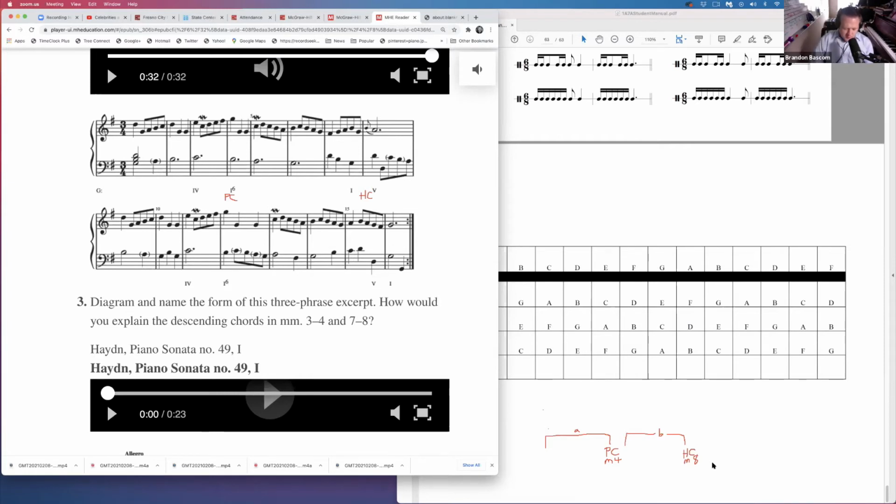Okay. Measure 9, what's going on? It's another plagal cadence. Sorry. It's just a repeat of measure 1 and measure 9, so we can call it A again. Yep. Plagal cadence.